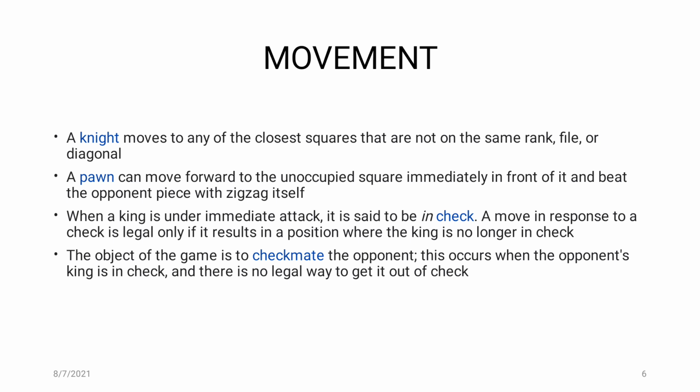A pawn can move forward to an unoccupied square immediately in front of it and beat the opponent piece diagonally. The soldier can beat the opponent's pieces in a zigzag manner. It cannot beat if the piece is in the unoccupied square immediately in front of it.